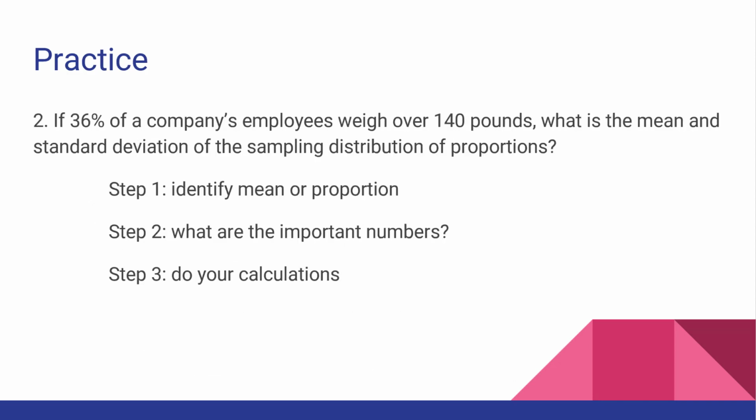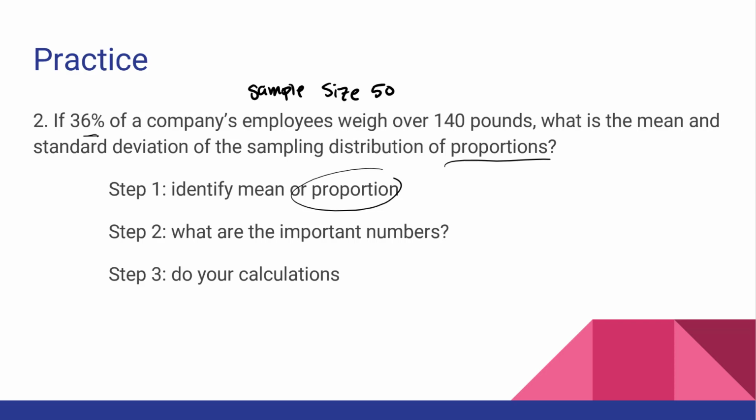No pun intended. So a second practice: if 36% of a company's employees weigh over 140 pounds, what is the mean and standard deviation of the sampling distribution of proportions? So you see the word proportions, you see the percent, you know that this question is about proportions. Next, what are our important numbers? So again, let's say we're taking a sample size of 50. I apologize for not including that before. So what are our important numbers?